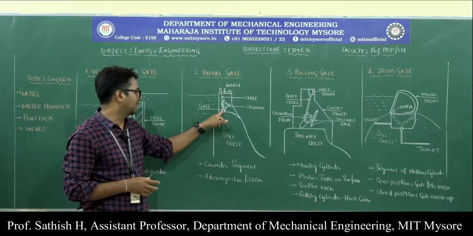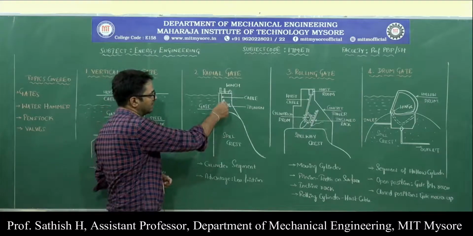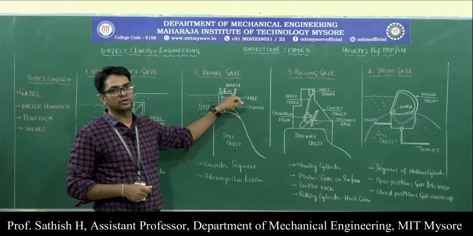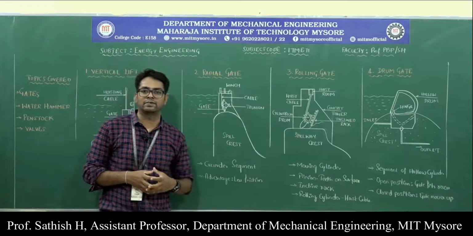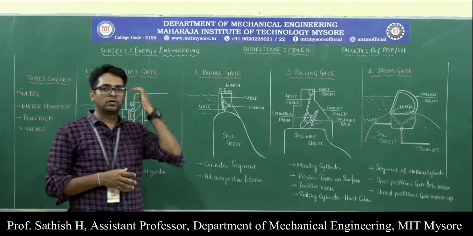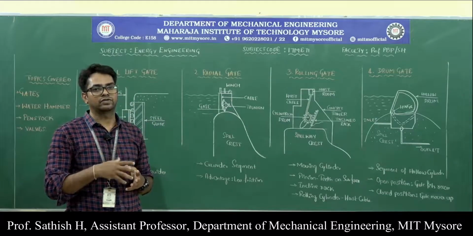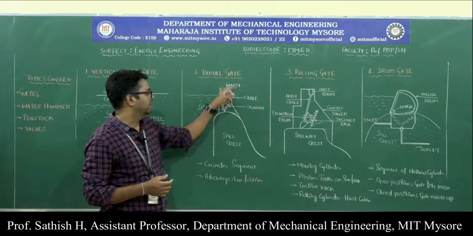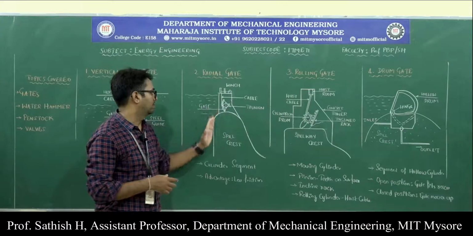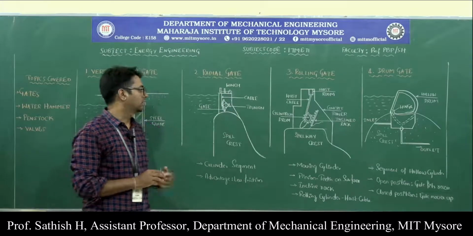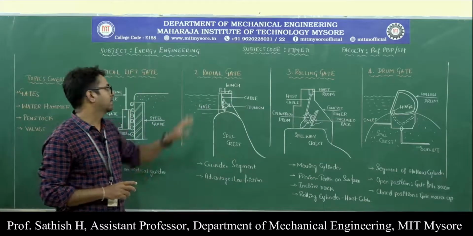The cable is attached to this gate here; you can see this line, this is the cable we have. Then we have a winch, which is normally driven by an electric motor. When the electric motor is switched on, the cable goes in the upward direction, and the opening of this gate takes place. So these are the various components of this radial gate.